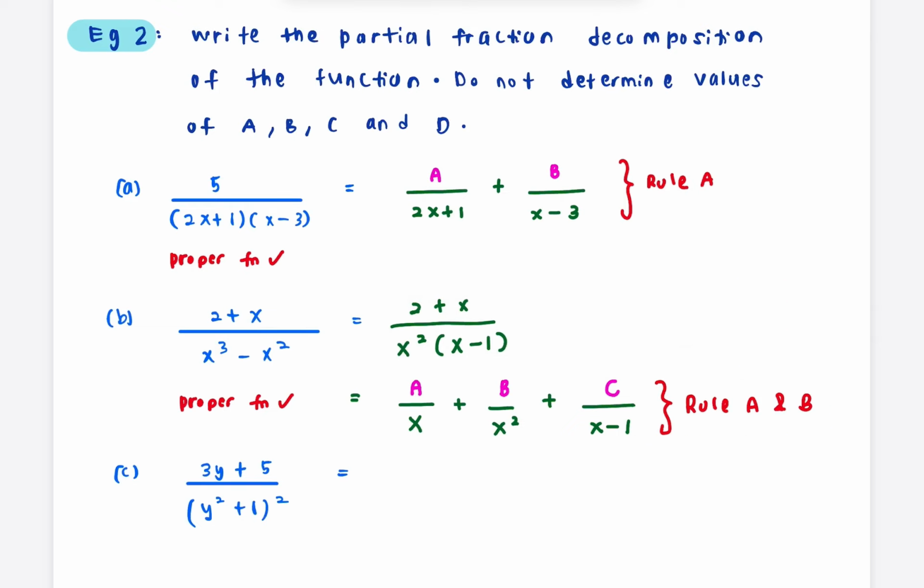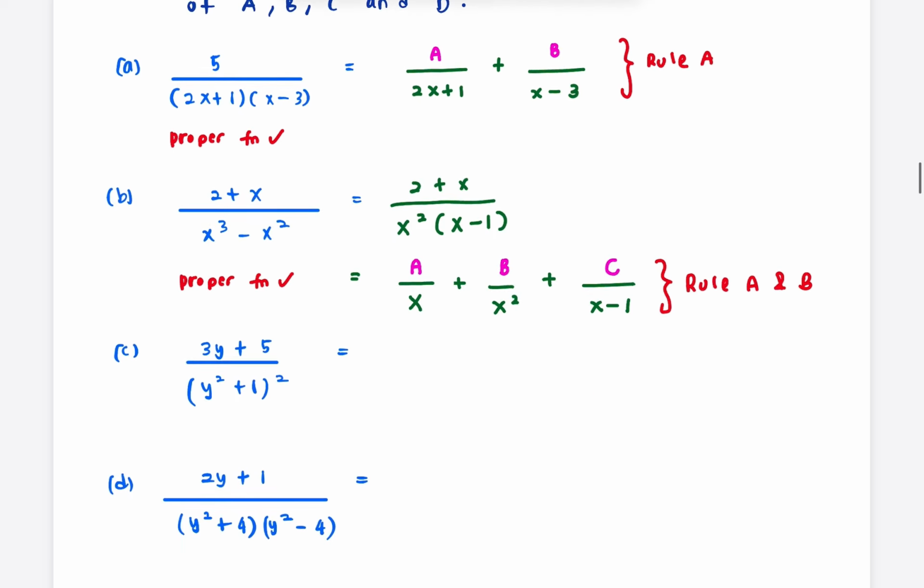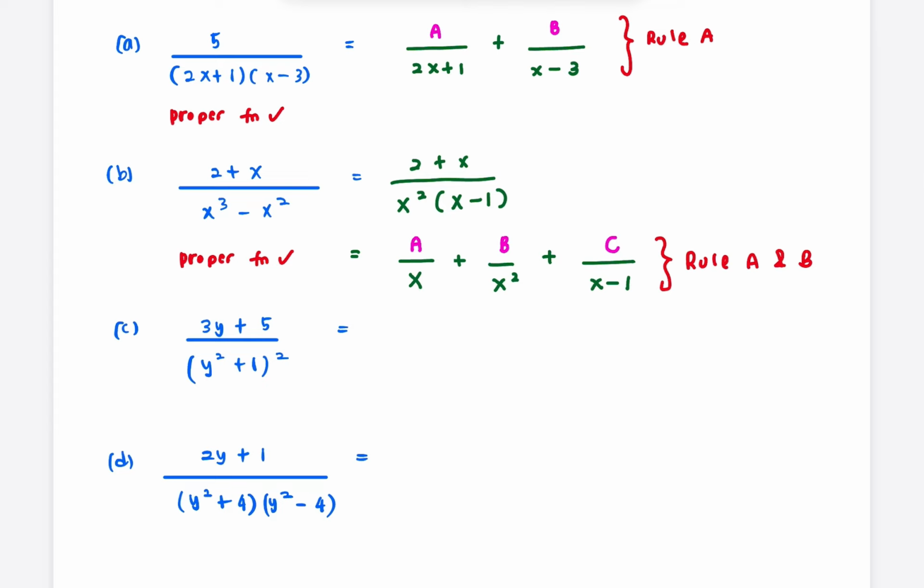3y plus 5 over x squared plus 1 squared. Okay. Y squared plus 1 squared. So this one, y is power of 1. Denominator y is power of 4. So this is also a proper function. If proper, you can just proceed to the next step, which is factor the denominator.